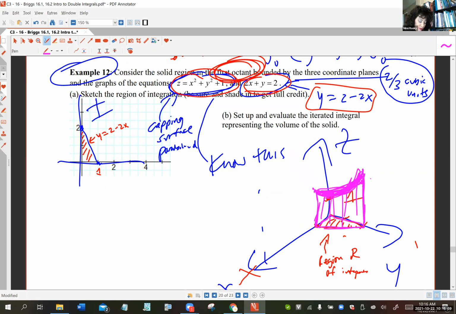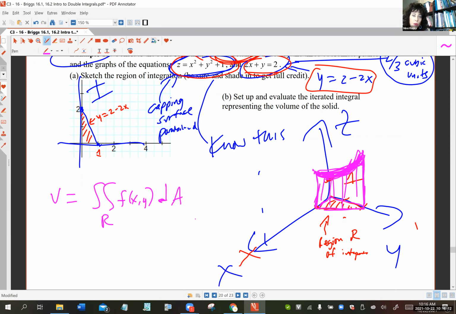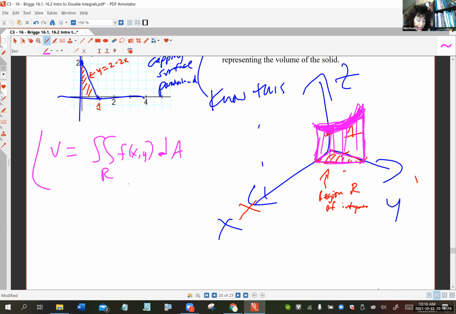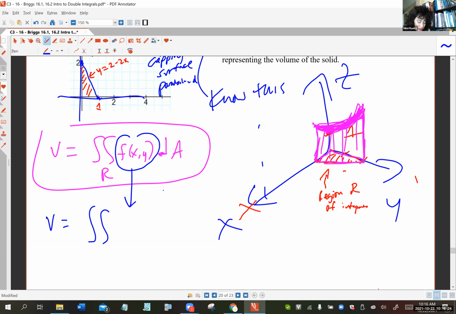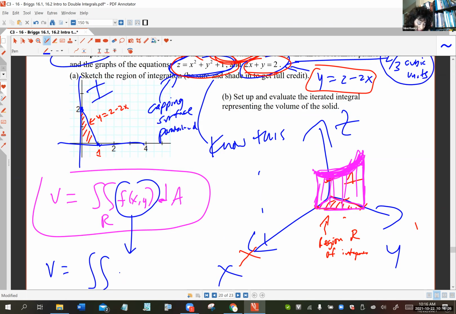Okay, so the volume, if we use the definition in the theorem, is a double integral over the region where you put the capping surface in the integrand and then dA. dA could either be dy dx or dx dy. This is a generic double integral representing the volume. So now let's start filling in the generic parts. The capping surface was given. It was z equals x squared plus y squared plus 1.